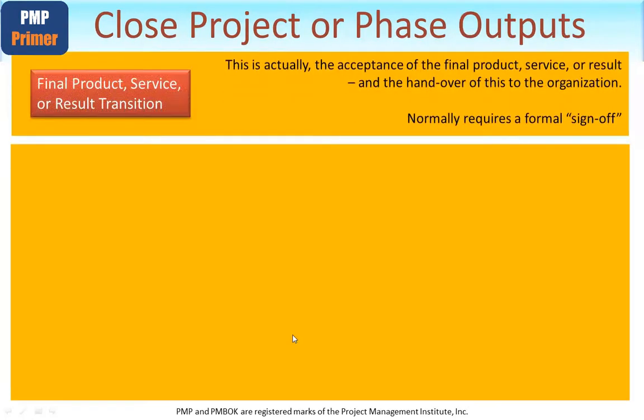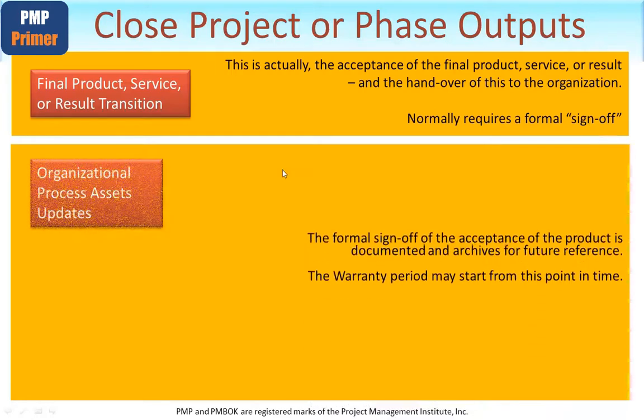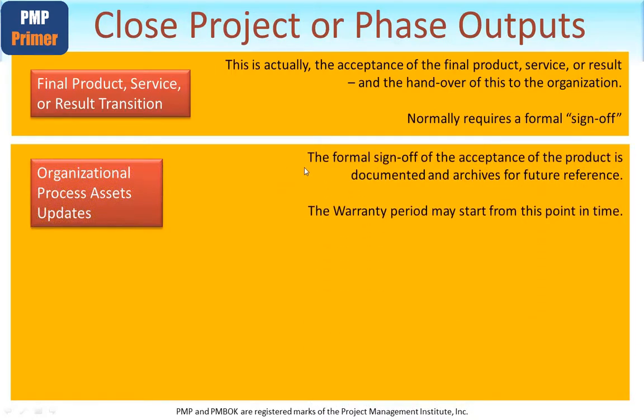Okay, so let's quickly look at the outputs. Final product, service or result transition. This is actually acceptance of the final product, service or result, and this should be handed over to whichever organisation it is, yours or someone else. Normally requires a formal sign-off, which of course will be legally binding. Organisational process assets updates. The formal sign-off of the acceptance of the product is documented and archived here for future reference. A warranty period may start from this point in time.